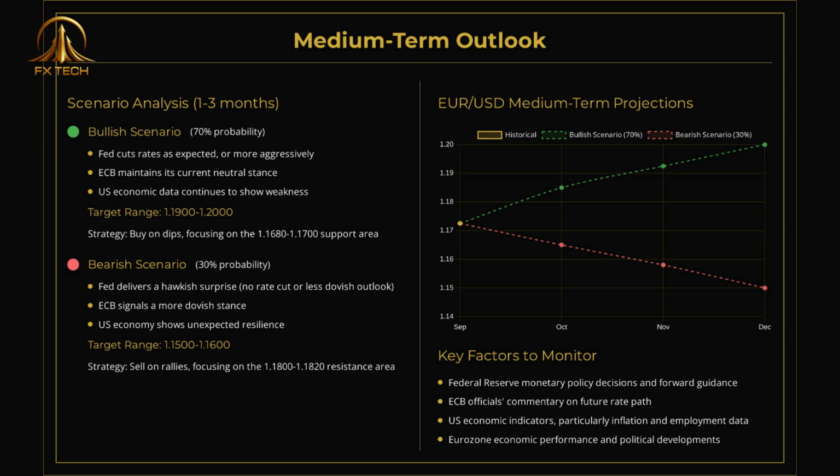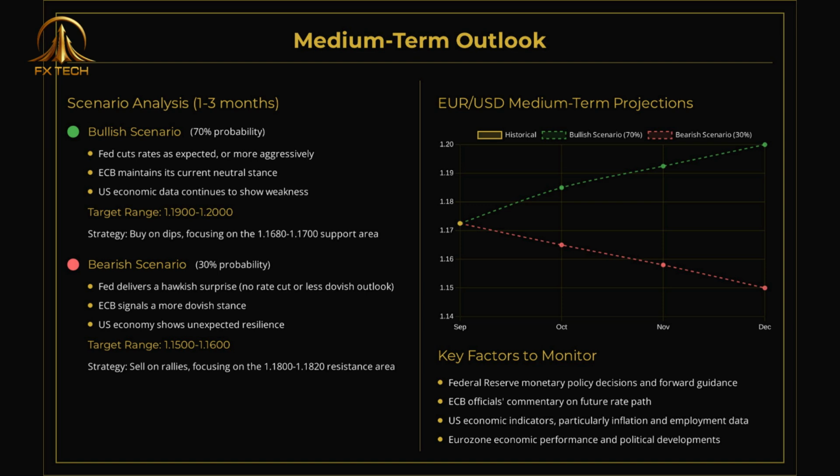Our bearish scenario, with a 30% probability, is based on a hawkish surprise from the Fed, a dovish turn from the ECB, or a sudden improvement in US economic data. In this case, we see the pair targeting the 1.1500 to 1.1600 range. The recommended strategy is to sell on rallies, focusing on the 1.1800 to 1.1820 resistance area.